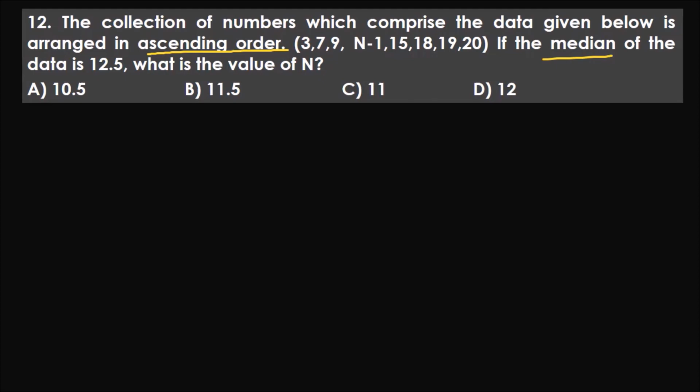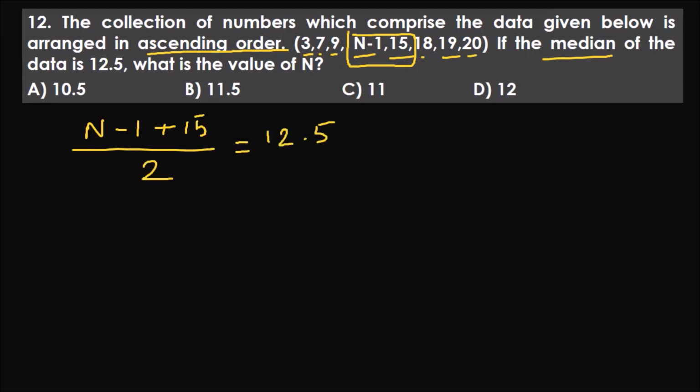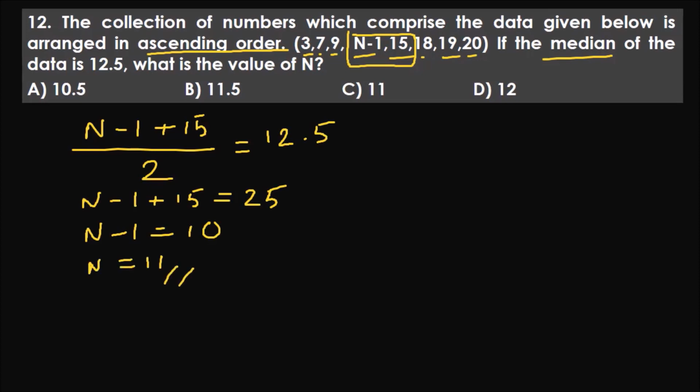Now, what is median? First of all, let's count how many numbers are there. We have 1, 2, 3, 4, 5, 6, 7, 8. We have a total of 8 terms. Median is what? When the number of terms is even, then the median is the average of the middle two terms. That is (n minus 1 plus 15) divided by 2. This is equal to 12.5. So let's solve for n now. Very simple. We have n minus 1 plus 15 equals 25. So n minus 1 equals 10. So n equals 11. That's it. That is the answer. It's that simple.